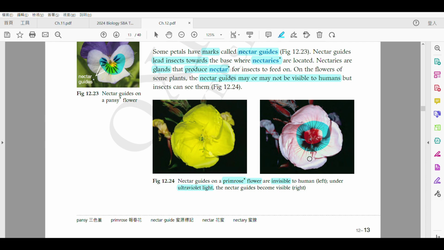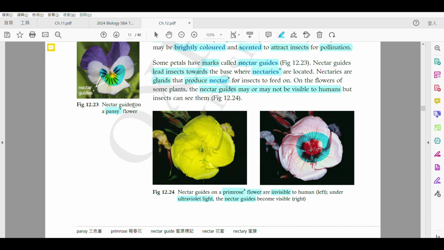They can actually look at this. They will see something like this. When they look at this flower, it will become something like this. Therefore, you clearly see the nectar guards. Just for your interest, here's a pansy. This is sometimes cultivated, for us to decorate, or for us to eat.